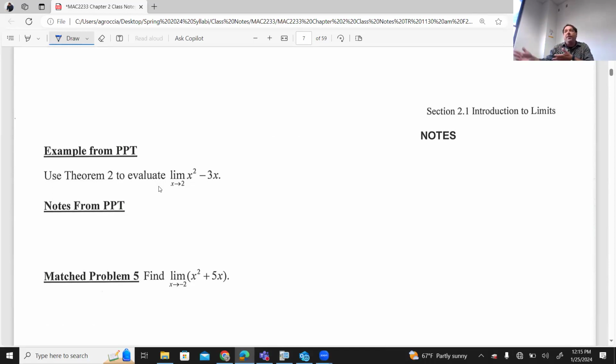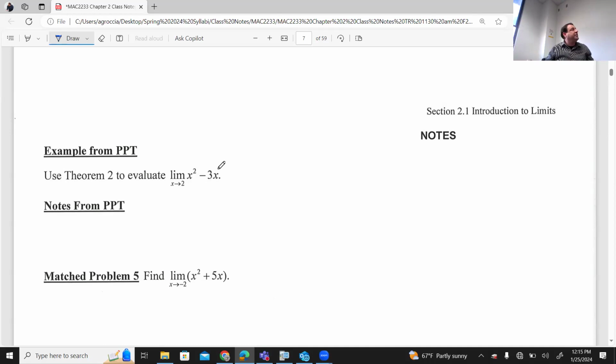So here's where all that algebra is starting to come in. If I want to find out what happens as you get to 2 of this function, I'm going to ask you some information about that function. What shape is this? It's a parabola. It's a nice, smooth parabola. Are there any holes? Are there any jumps? Are there any asymptotes? And nothing.